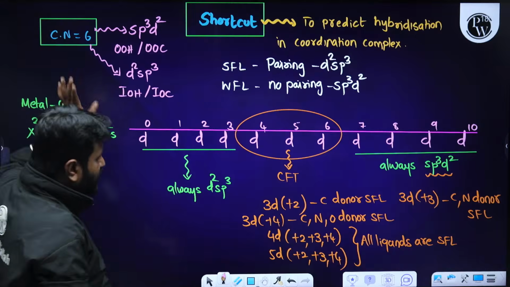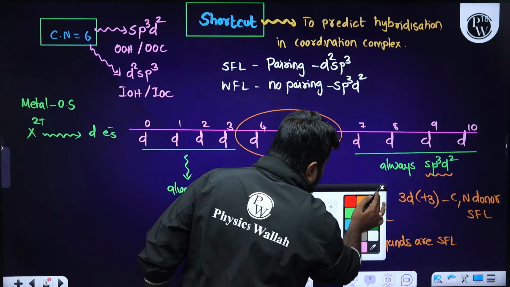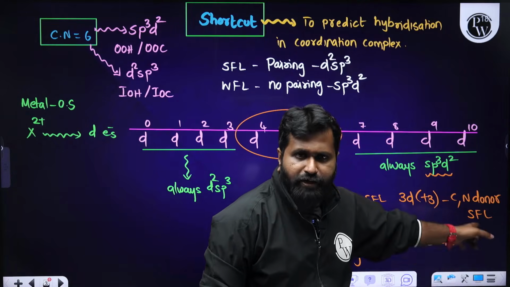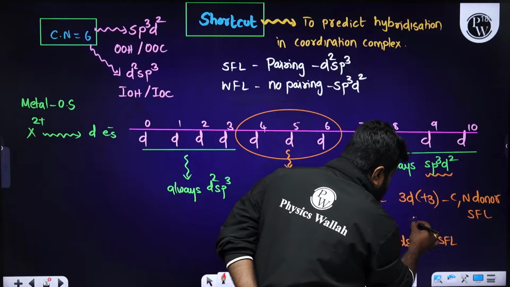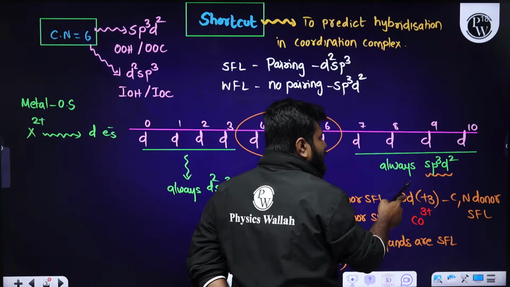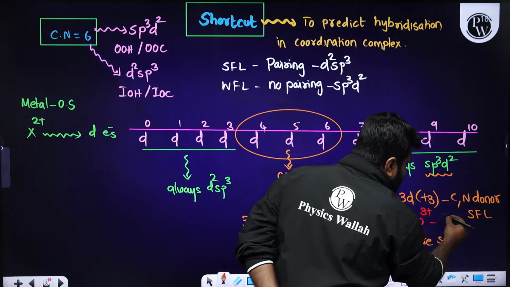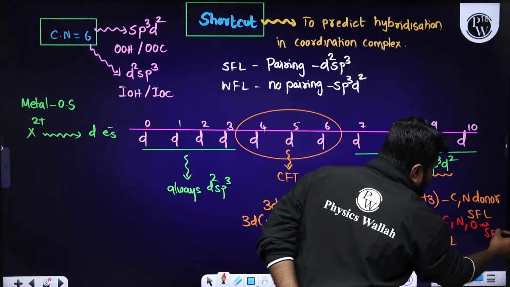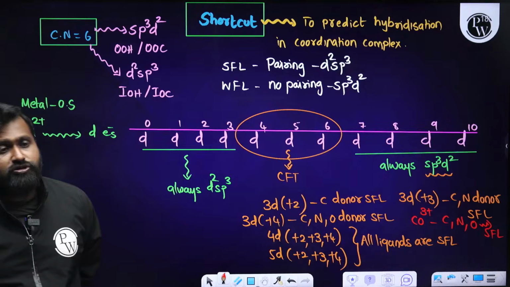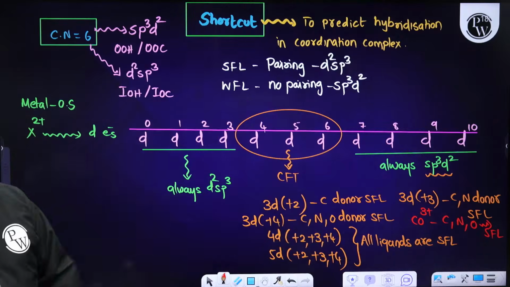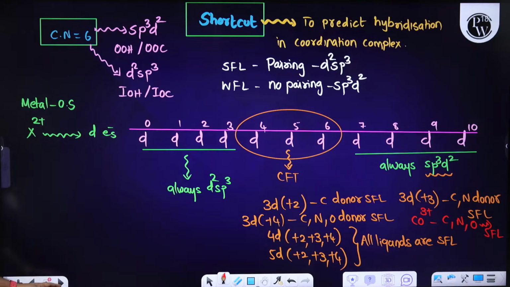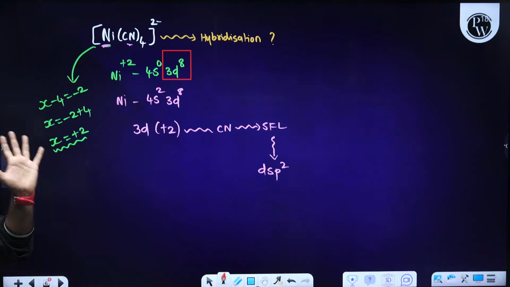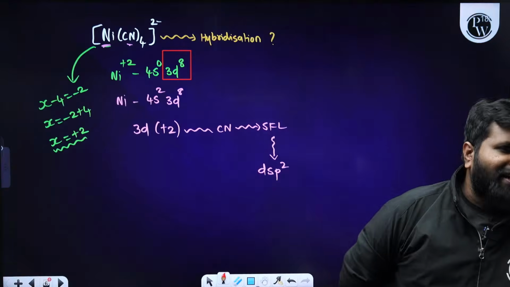When it comes to coordination number 6, what did I tell? For a 3d series metal in +3 oxidation state, carbon and nitrogen donors are strong field. I told that, right? Only one element is an exception, cobalt. When the 3d series metal cobalt is present in +3 state, not only carbon and nitrogen, oxygen is also a strong field ligand. This is the only exception. Apart from this, there is no exception. Easily with the help of this shortcut, we can solve any hybridization related question on coordination complexes in less than 30 seconds.